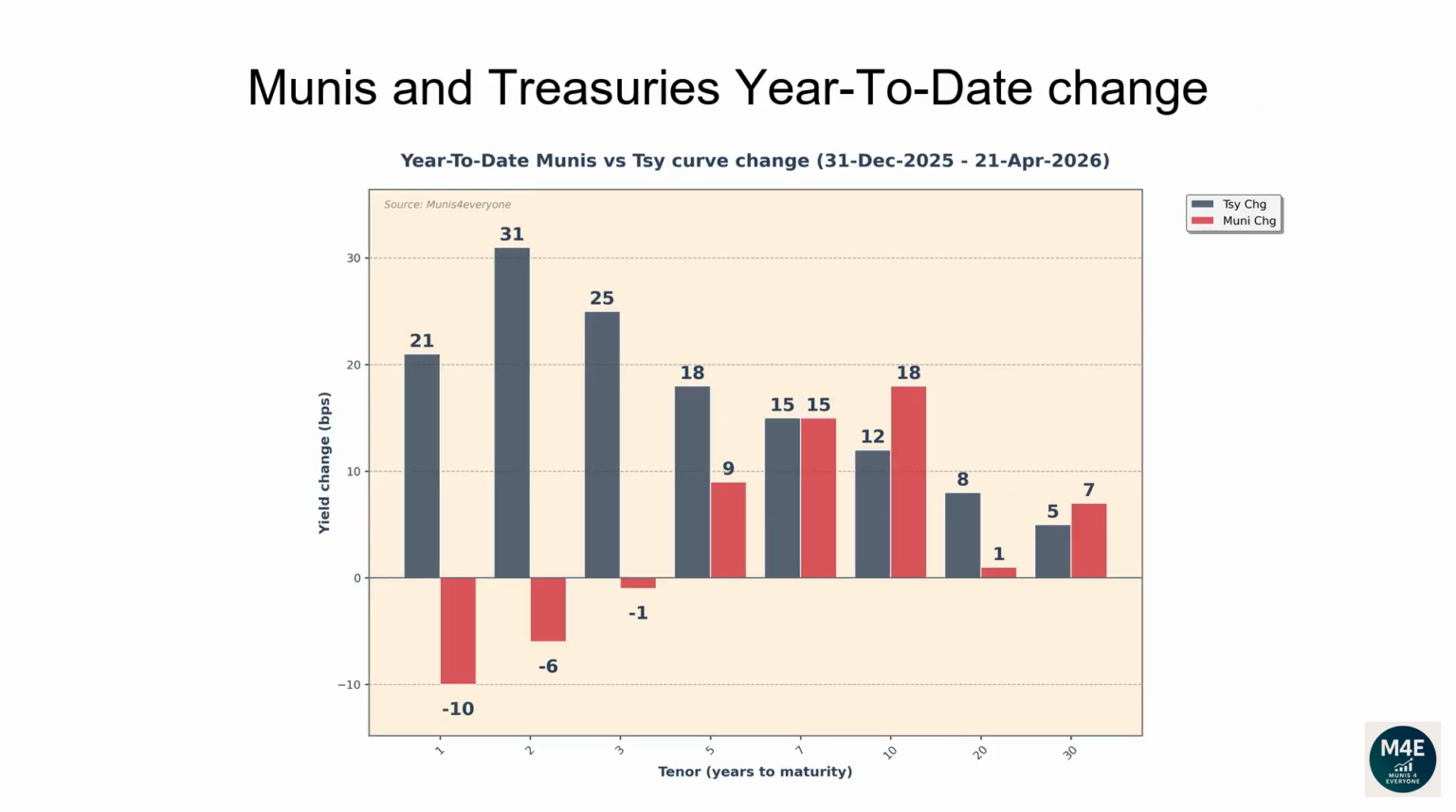This graph is similar to the previous one, but instead of showing how interest rates have moved versus the prior period, it shows how much they have changed since the end of last year. The current bar plot shows how munis and treasuries have changed year to date.